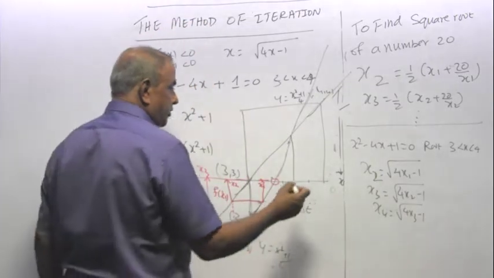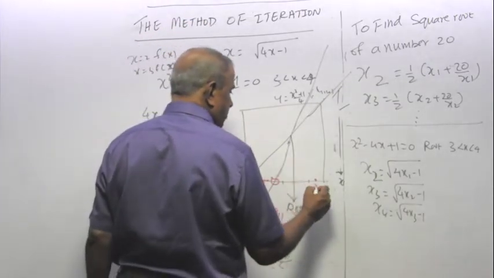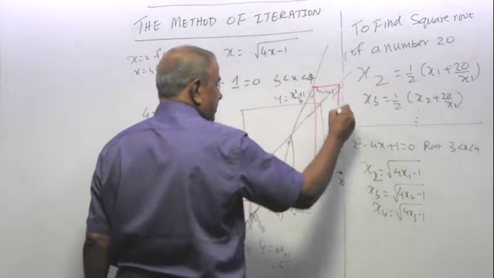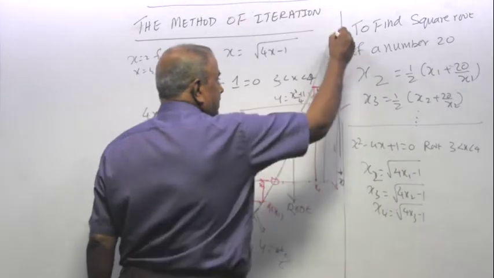Even here, suppose you assume that to be an approximation x1, that is f of x1, that will be x2, that is f of x2, that will be x3.